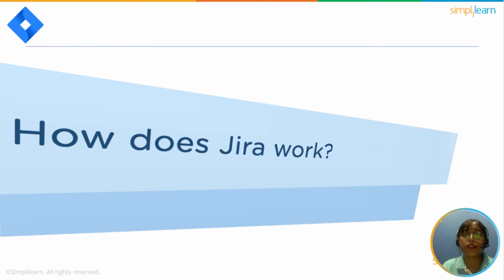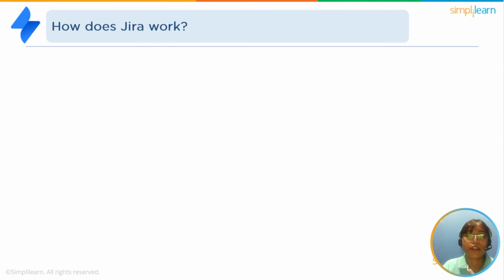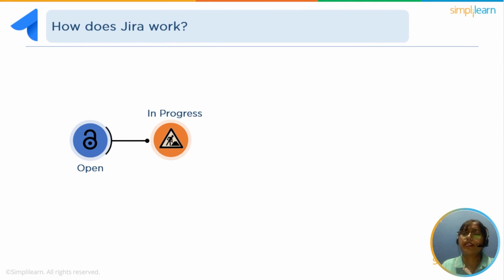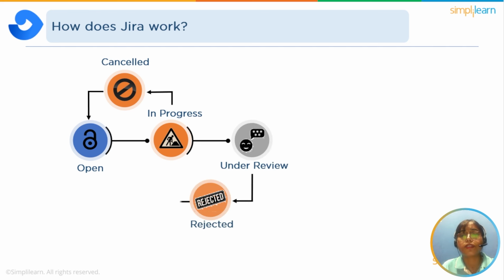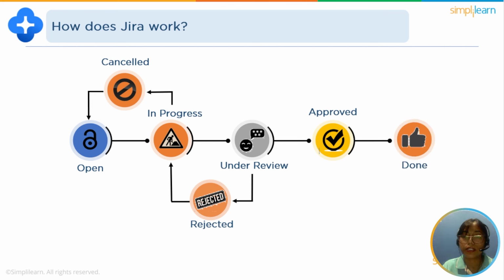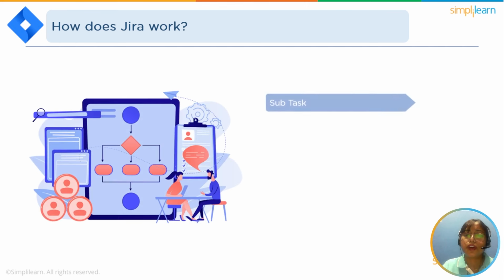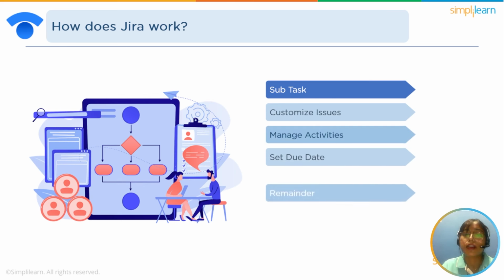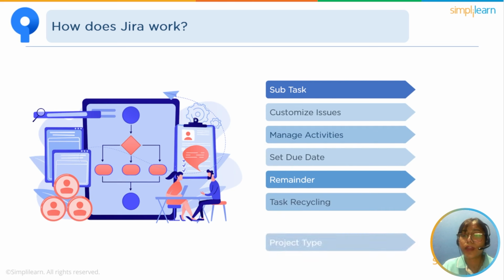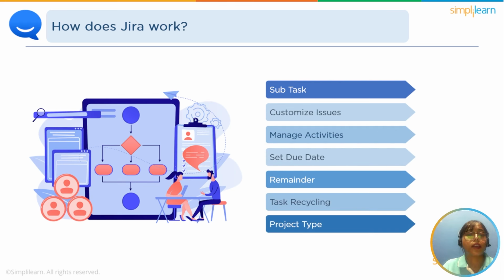So now we will see how does Jira work. If we look into the work process of Jira, then it permits us to organize the tasks and other priorities, constructing a well-organized workflow in different management. The workflow includes review and approval steps and multiple resolution possibilities. Going through this workflow, we can create a subtask, customize tasks, manage activities, set due dates, reminders, task recycling, and determine what type of project. This helps gather contextual data or information regarding the task, track the process, report and tackle all the bugs, and release it when approved.